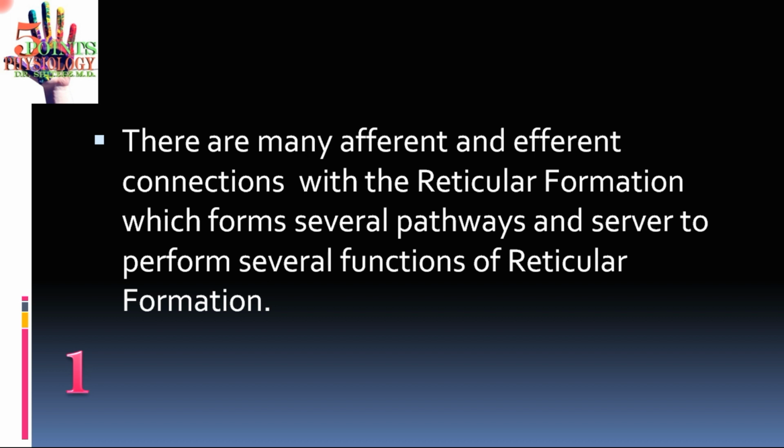Afferent means the neurons which are coming to the reticular formation, and efferent means the neurons which are going from the reticular formation to various areas of the brain and the spinal cord. So there are many afferent and efferent connections with the reticular formation which form several pathways, and because of these pathways the reticular formation is able to perform its several functions.